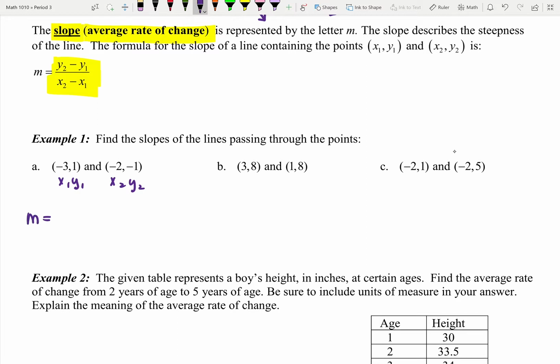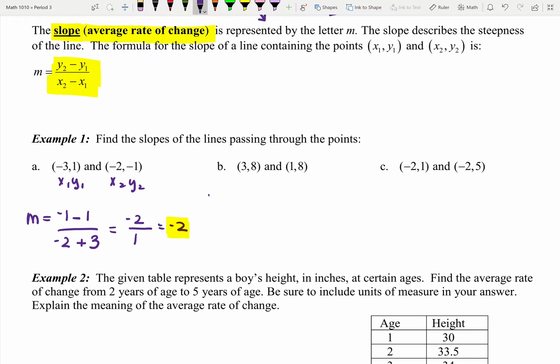Then put your y sub 2, which is a negative 1, then minus y sub 1, which is 1, over x sub 2, which is a negative 2, minus x sub 1, that's minus a negative 3. Minus a negative means positive. And then you can just put another equals right there. A negative 1 minus 1 is a negative 2. A negative 2 plus 3 is a 1. You guys, what is negative 2 over 1 equal to? Negative 2. So that's a negative 2. That's what you're going to highlight, and you're done. Make sure you show that work on your homework, okay, and on your quiz when you take it.